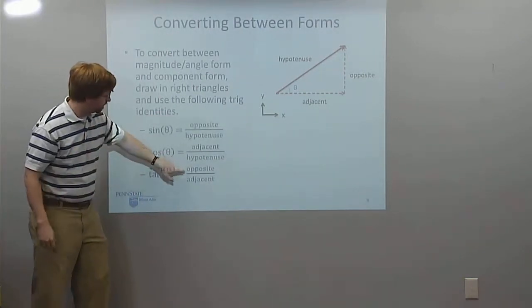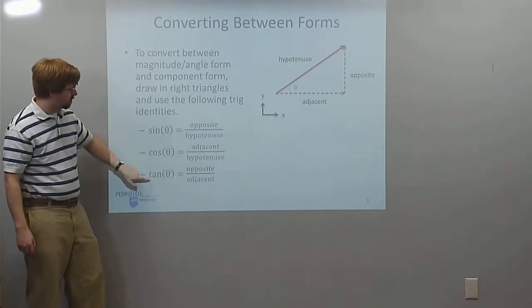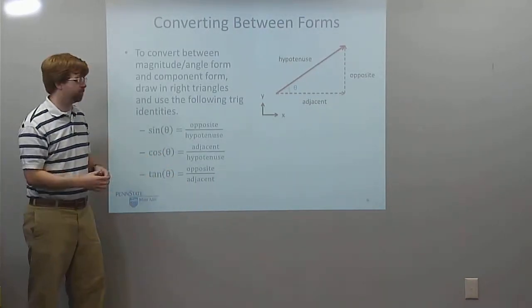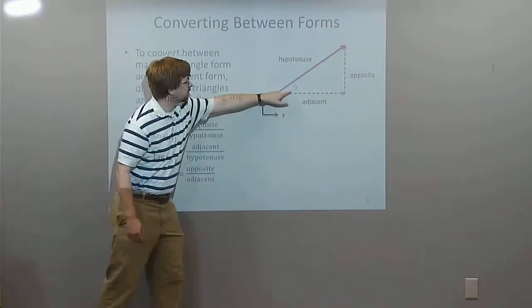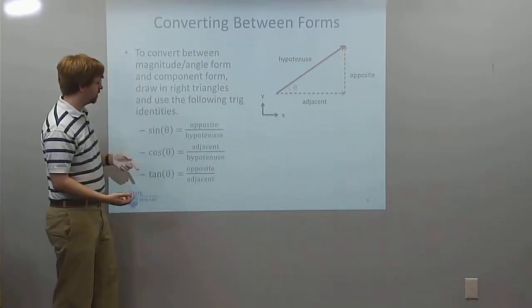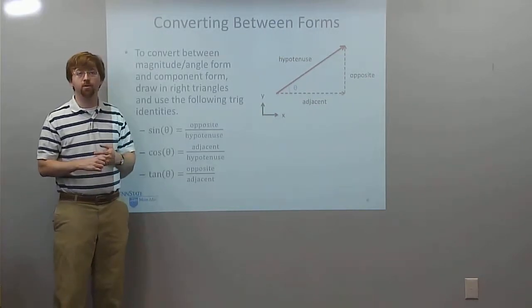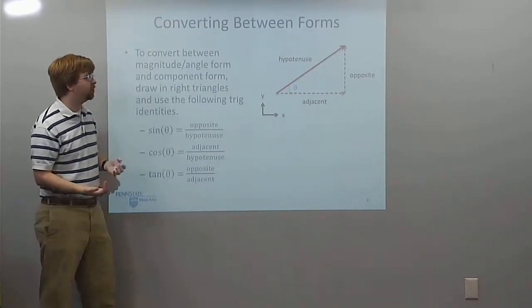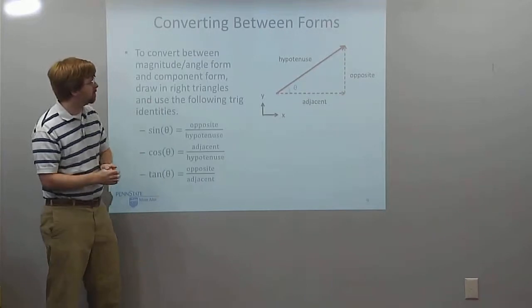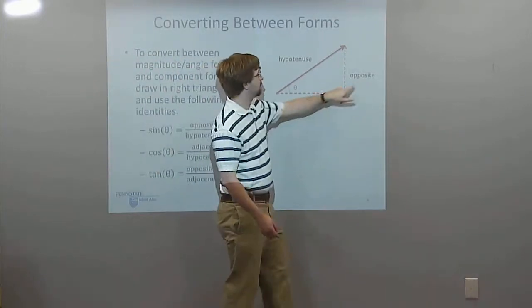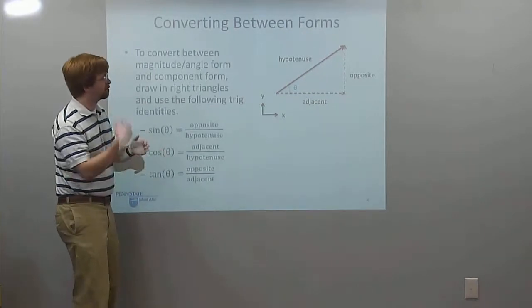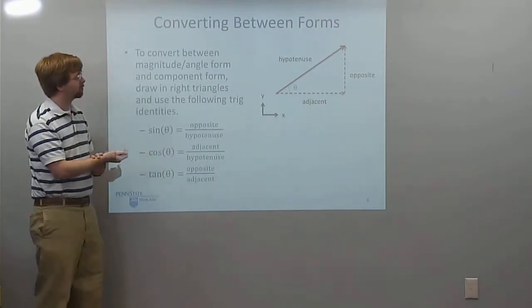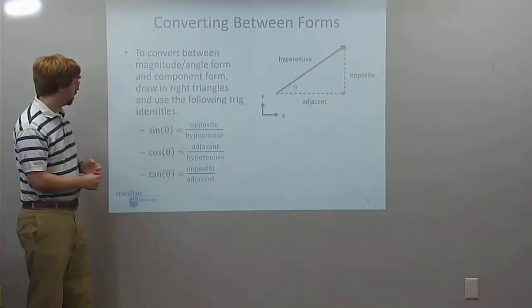If I know opposite and adjacent, I can figure out my angle theta. That's going to be my angle here. So I can figure out the direction, and to figure out the overall magnitude, I can use the Pythagorean theorem. So adjacent squared plus opposite squared is going to be equal to the hypotenuse squared.